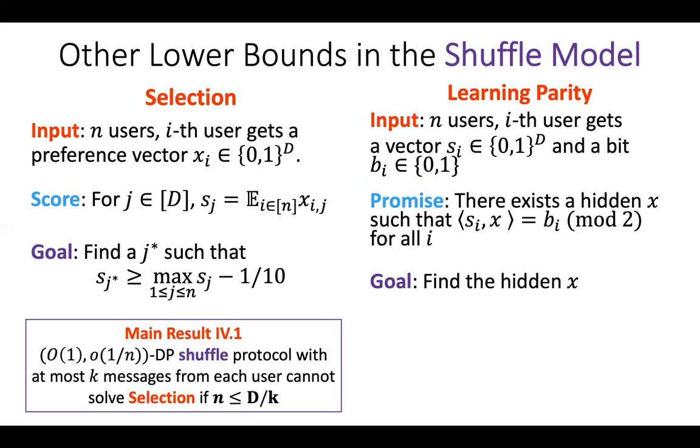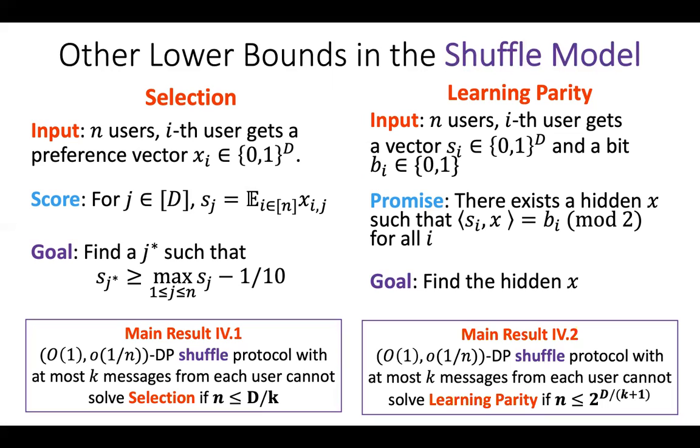We first show that a constant epsilon, 1 over n delta DP shuffle protocol with at most k messages from each user cannot solve selection if n is at most d over k. Similarly, we show such a shuffle protocol cannot solve learning parity if n is at most 2 to the d over k plus 1.